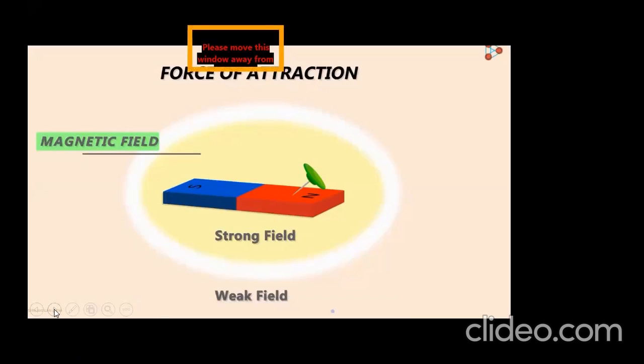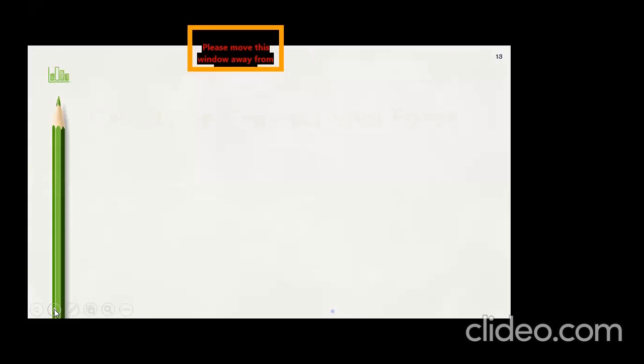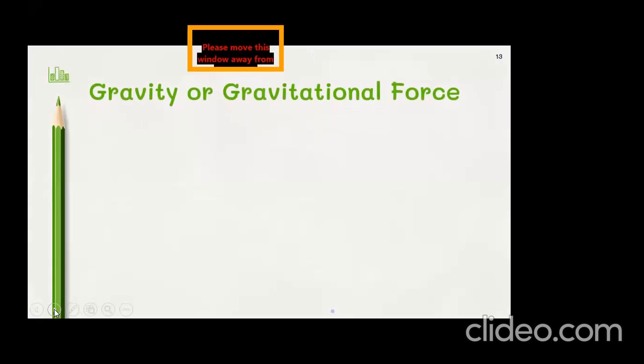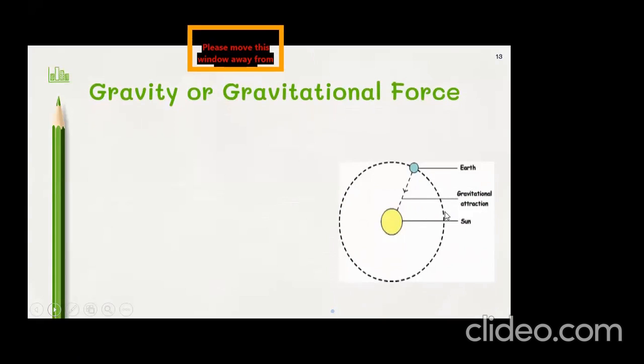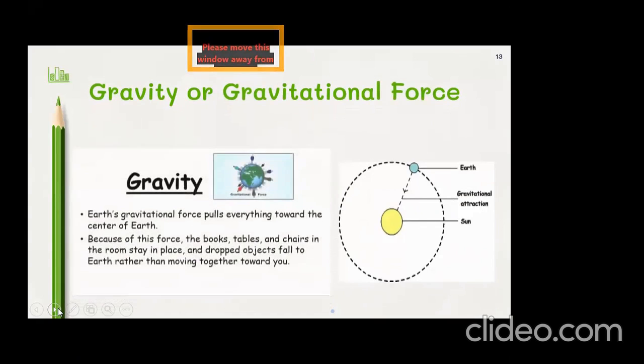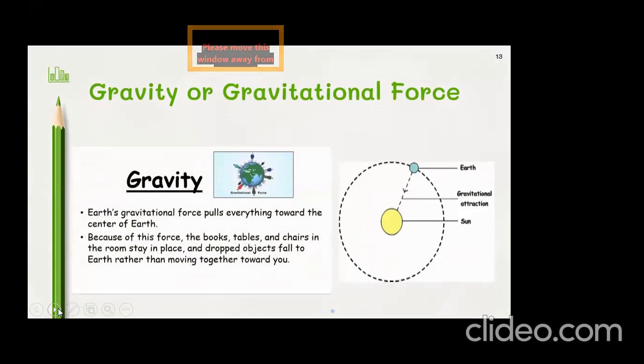Okay, now next is gravity or gravitational force. It is actually the Earth's gravitational force that pulls everything towards the center of the Earth. In this picture, see the sun is the largest object as compared to the Earth. But since the other objects are far away, their force of attraction is very minimal, very small.